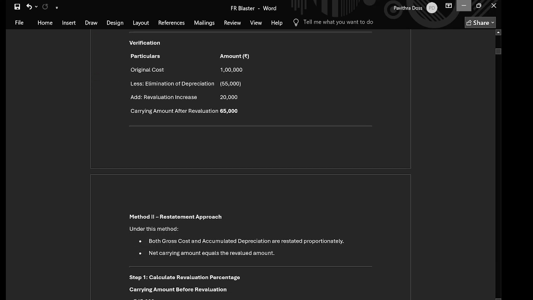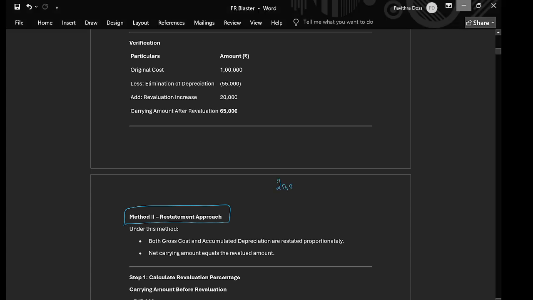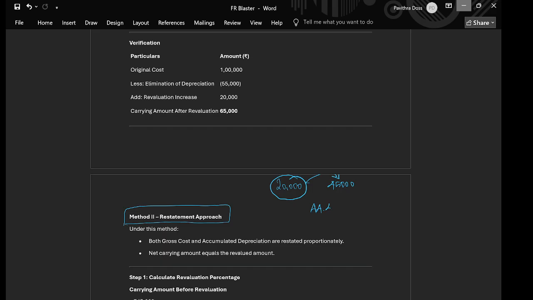Now going to the next method. This is called the restatement method, which means the depreciation will not be eliminated. Everything will be there as it is. But we should see by what percentage the change is occurring. Clear? So what did we see? There was a gain of 20,000, and the carrying value is 45,000. So there's going to be an increase of 20,000 from 45,000, right? So what is the percentage change? 20,000 divided by 45,000. So we have a change of about 44.44 percent.